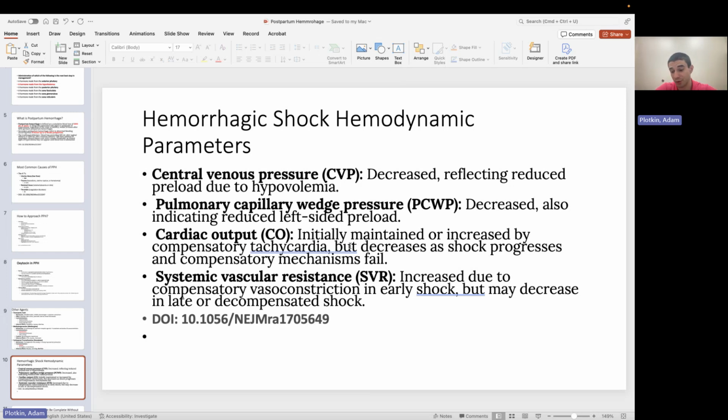Your heart can only do that for so long until it can't, okay? So cardiac output will likely be low if they give you a patient who's been in hemorrhagic shock for a while, right? Okay. Systemic vascular resistance will be increased due to compensatory vasoconstriction in early shock, but as the shock continues, it may decrease.